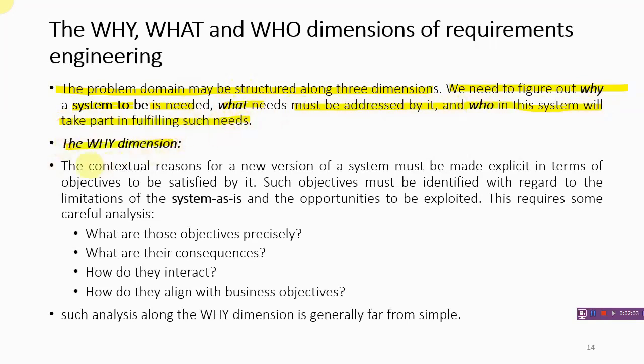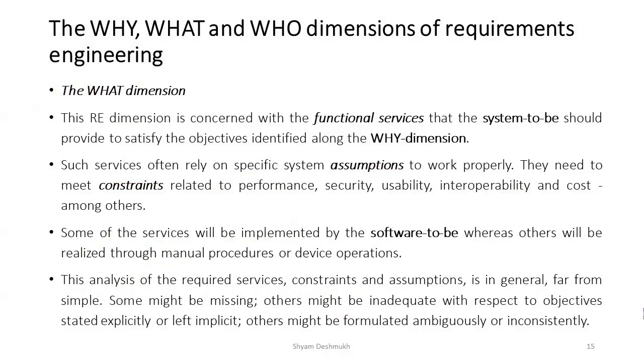The why dimension. The contextual reasons for a new version of the system must be made explicit in terms of objectives to be satisfied by it. Such objectives must be identified with regard to the limitations of the system as is and the opportunities to be exploited. This requires some careful analysis, like what are those objectives precisely, what are their consequences, how do they interact, how do they align with business objectives. Such analysis along the why dimension is generally far from simple.